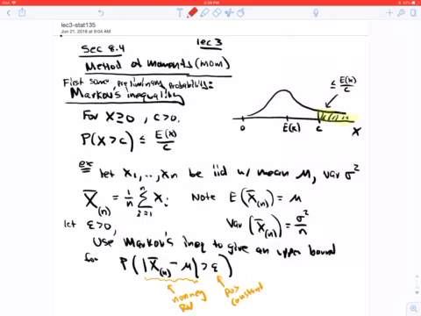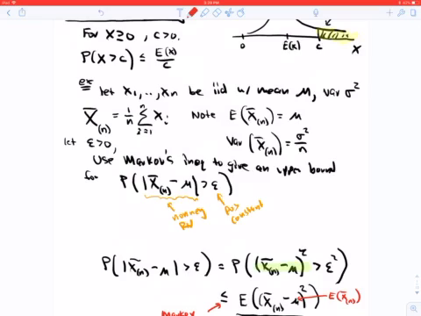Markov's inequality is all about bounding a tail. If you have a non-negative random variable X and a positive constant c, and you want to know an upper bound for the probability that I'm in the tail, in particular X greater than c, then it is less than the expectation of X over c.